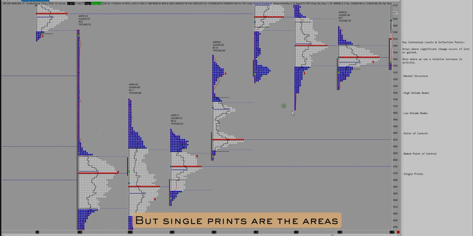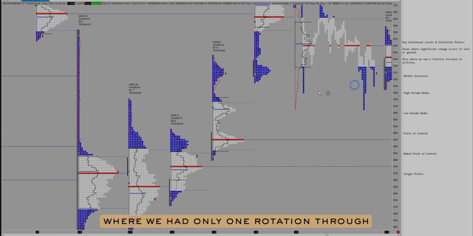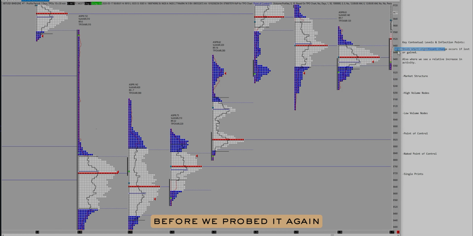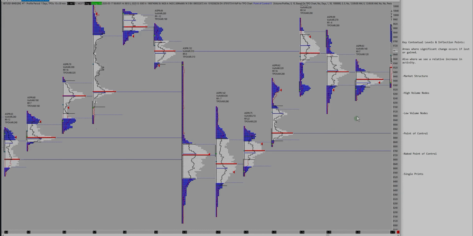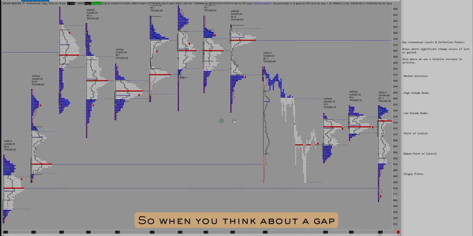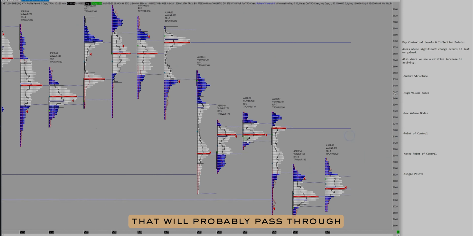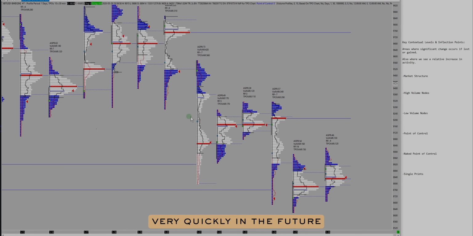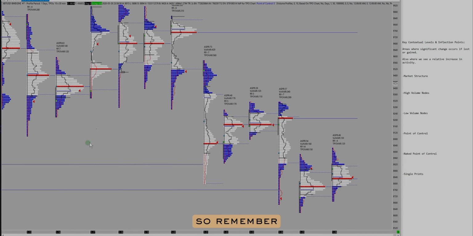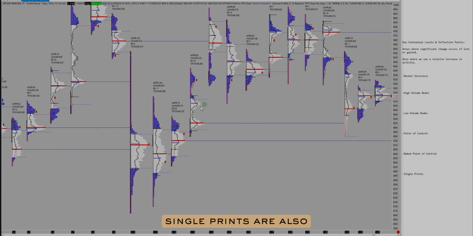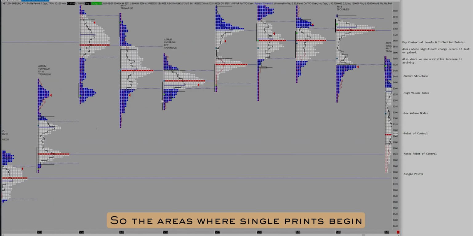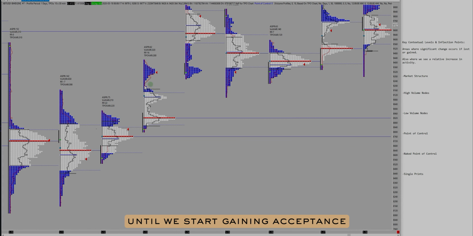But single prints are the areas where we had only one rotation through. So a tail here, this originally began as single prints before we probed it again. And single prints, if you think about them very simply, are areas where there was really no trade facilitation. They were gaps. Okay, so a gap is an area that will probably pass through very quickly in the future. But remember, single prints are also portions of low volume nodes. So the areas where single prints begin, until we start gaining acceptance into the single print, we could expect that area to act as some type of resistance or support.